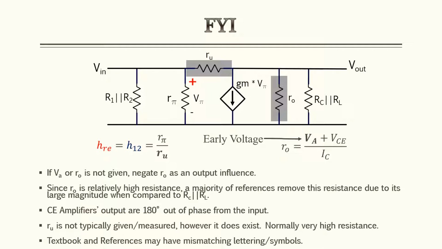And just like I said earlier, your textbooks and references may have mismatching lettering and symbols. So you may have a model just like you have in front of you here with all different symbols and different lettering. However, how you calculate them is still the same. I try to use the most common ones in this lesson, so hopefully it should get you through some of these problems.